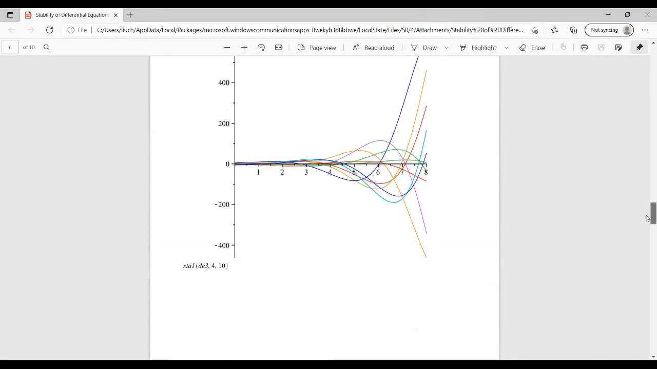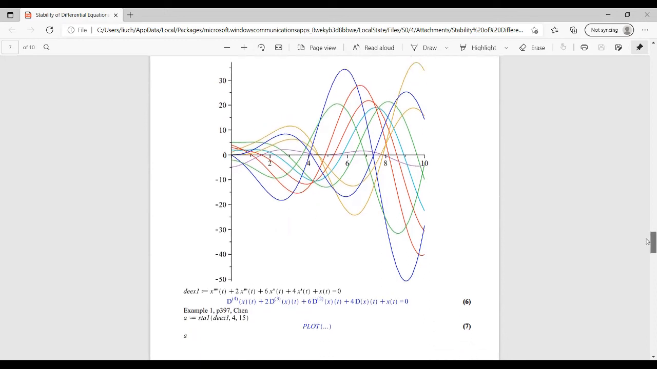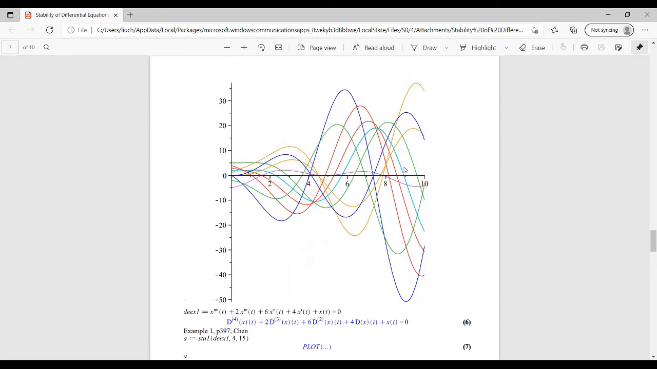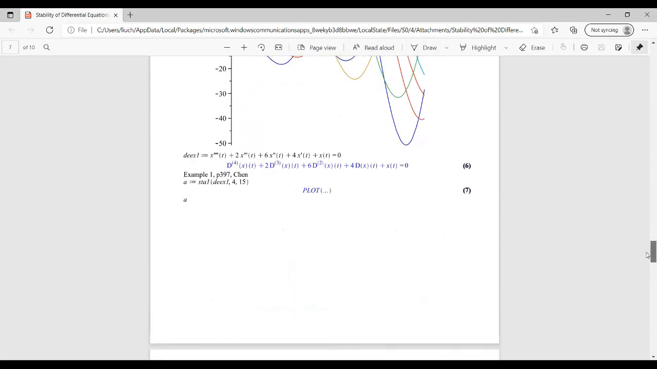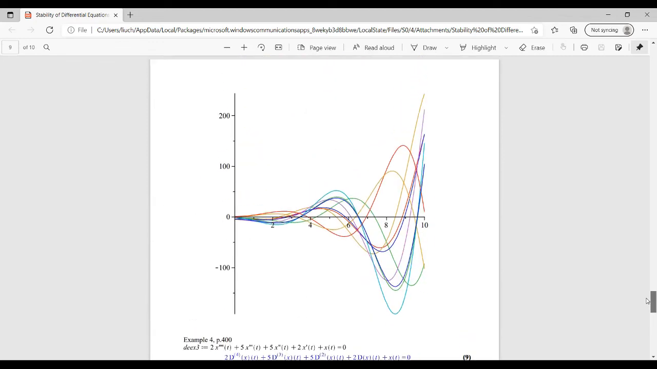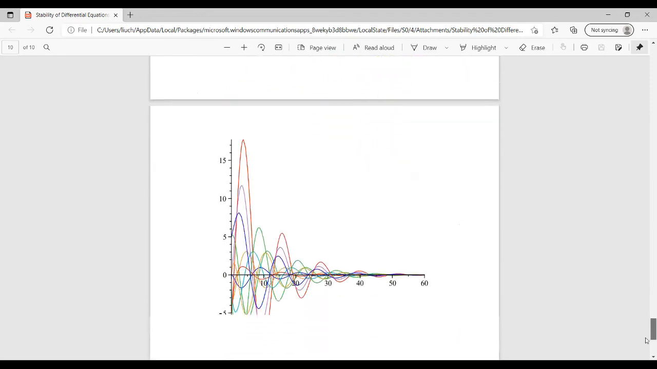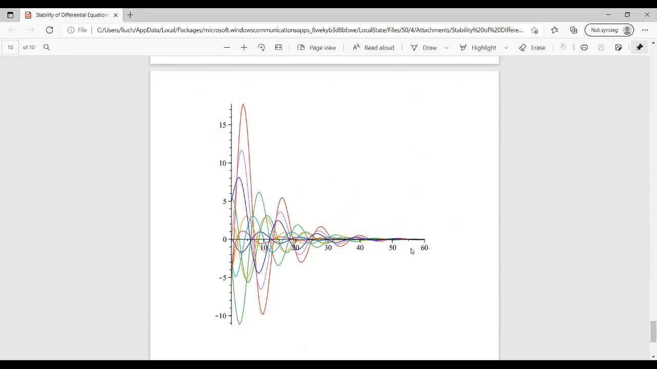Unstable. This is really weird, but I suppose if this graph were extended and centered on zero, it would be stable. This is stable. This is unstable. They don't approach zero. It's not asymptotically stable. This is very beautiful and it is stable. Asymptotically stable. All the trajectories of the solutions approach zero as the independent variable increases.